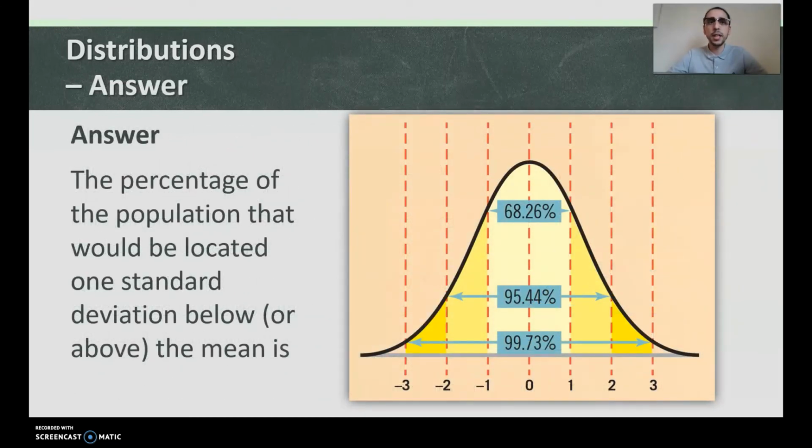The percentage of the population that would be located from one standard deviation below or above the mean is 34.13%. So it could be there, right? Between 0 and 1 or between -1 and 0 is going to be 34.13, half of 68.26. Easy.